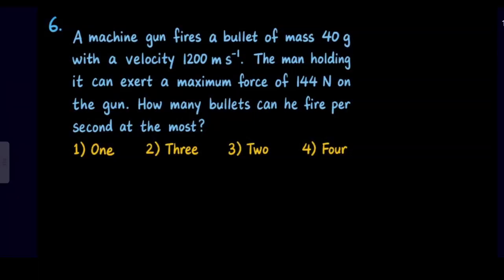F equals delta P by delta T, where delta P is delta V by delta T. We should talk about number of bullets, we can take n also. So n into delta P by delta T. The n value we have to find. That is n by t we need to find. They ask to find number of bullets per second. N by t we should find per second.